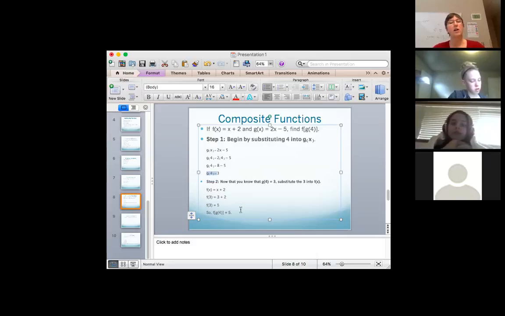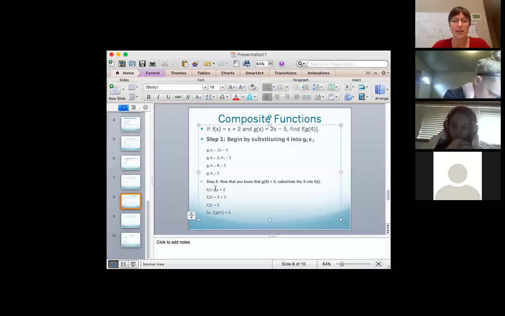So the trick to solving the composites is to solve the function that is on the inside. When you have that answer, you then replace the x value in the original function to come up with your answers.